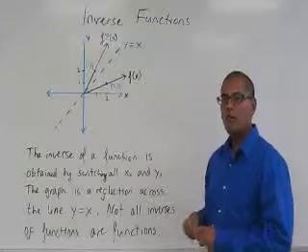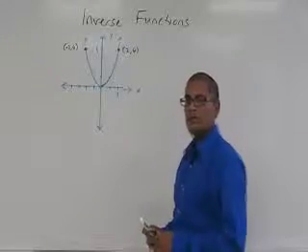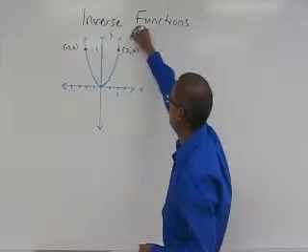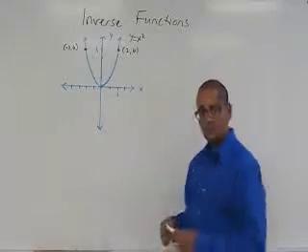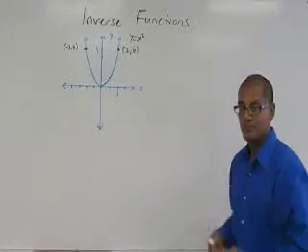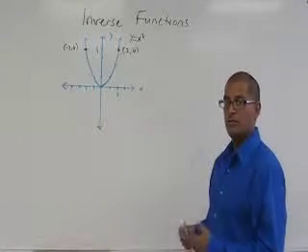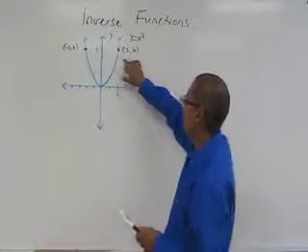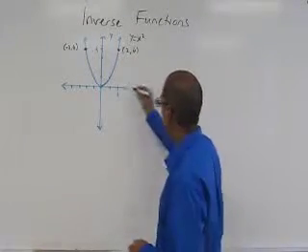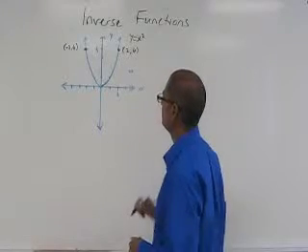Now let's look at why not all inverses are functions. Let's go to our old friend, the parabola y equals x squared, or f of x equals x squared. I want to find its inverse. As we said, the inverse is obtained by switching the x's and y's. Here I have a point 2, 4. If I switch that, I would get 4, 2, which would be here.